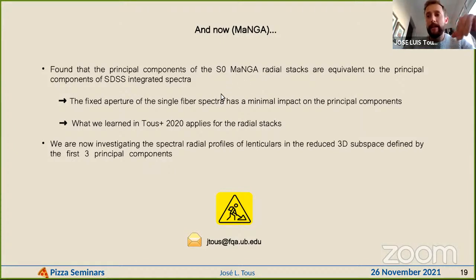Also, it tells us that we can extend what we learned from 2020 to the work we are carrying on right now. And we are gathering this information and we are working on the interpretation of all these radial spectra.